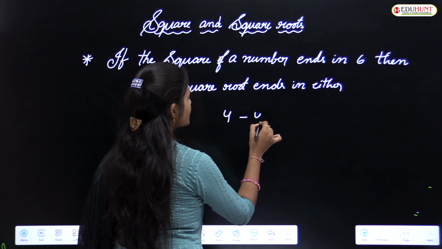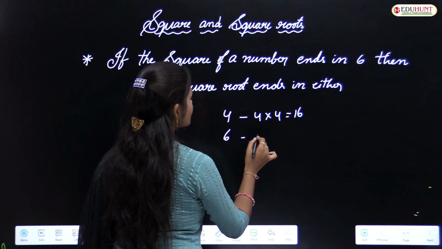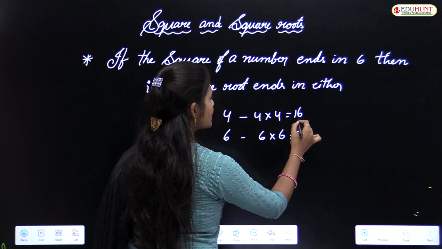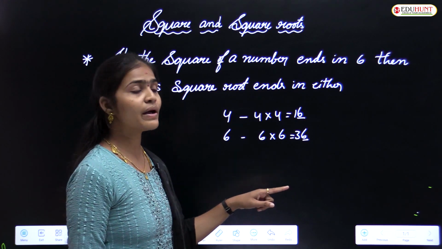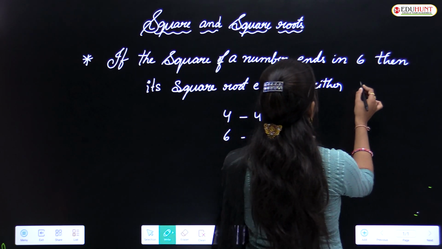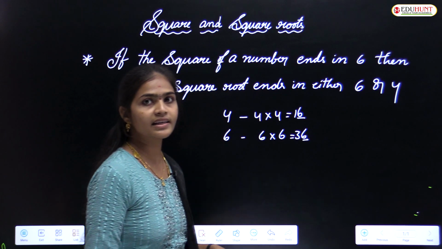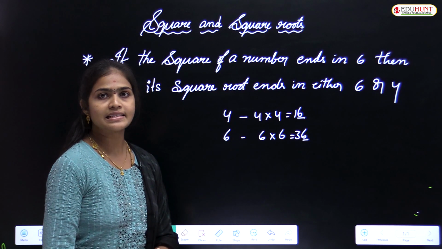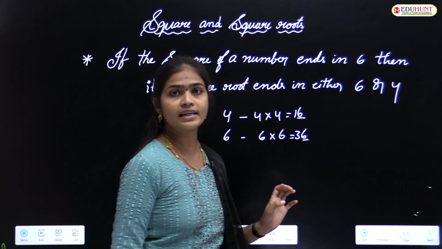One is 4, that is 4 into 4 is equal to 16, and here 6 into 6 is equal to 36. Okay, so here 6 is there, here also 6 is there, so we have two possibilities, no? So that's why its square root ends with either 6 or 4. If the square of a number ends in 6, then its square root ends in either 4 or 6.